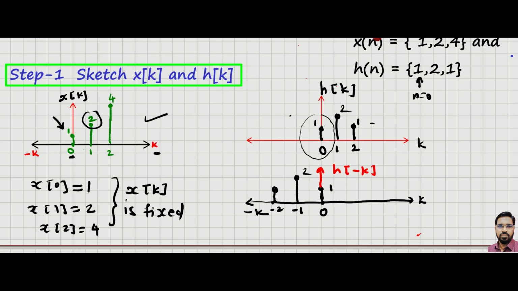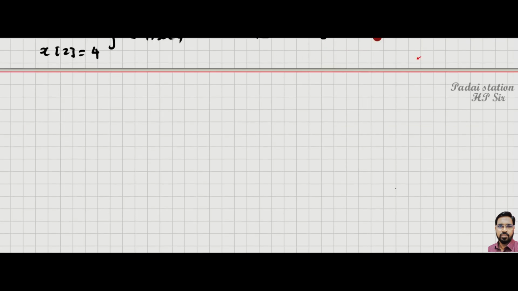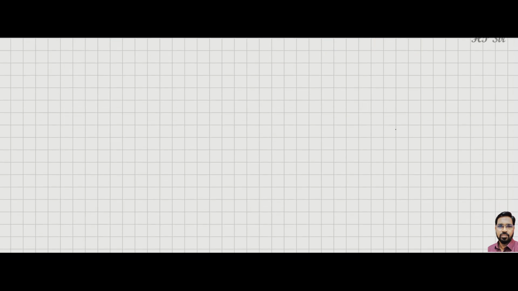So remember this signal. Repeatedly we require this signal. We have to shift this every time. Now let us explore the possibility of shifting. What happens when we go for different values of n? Let us take first case. Okay, shift. This is our third step. Shift h of minus k by n.